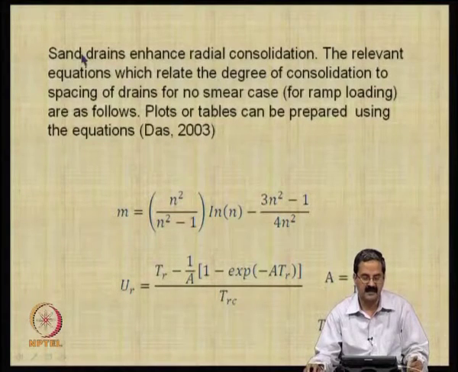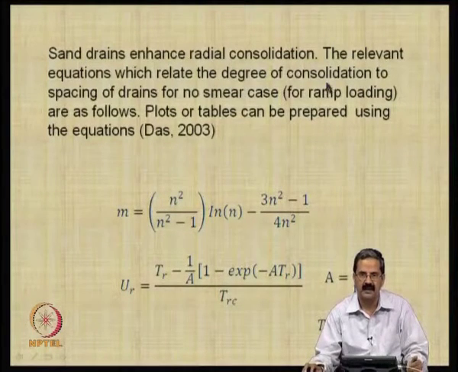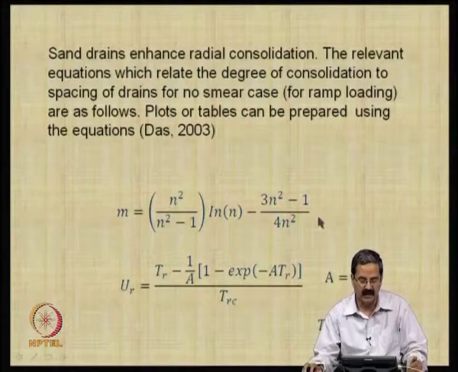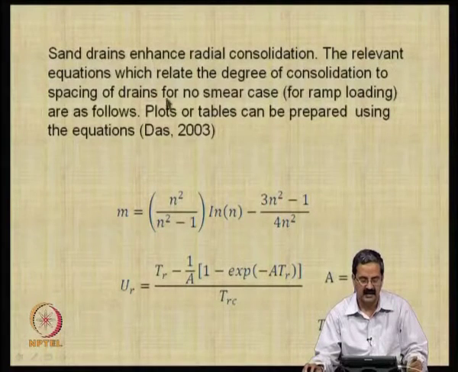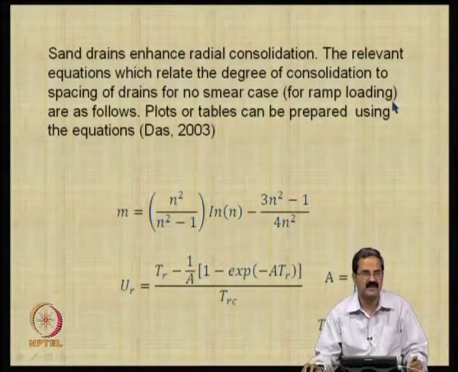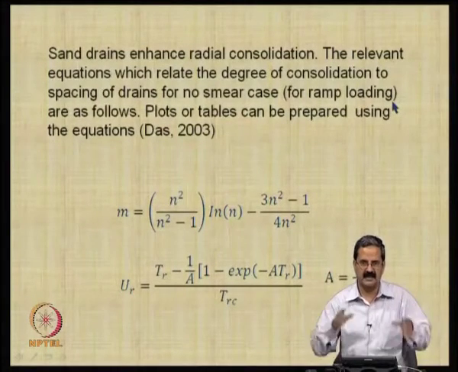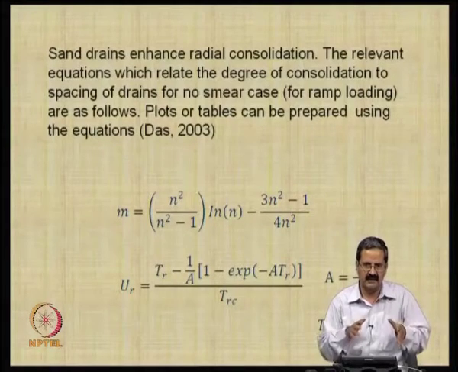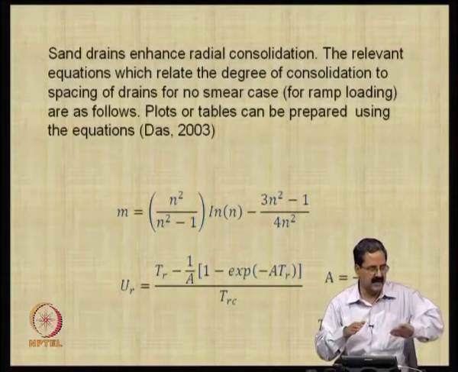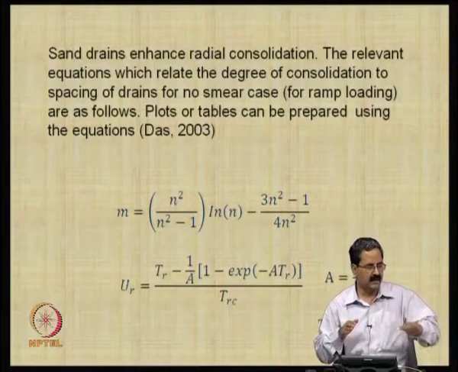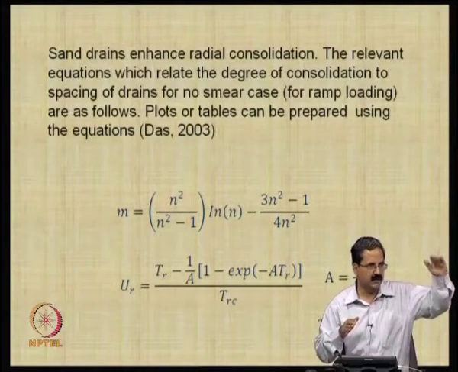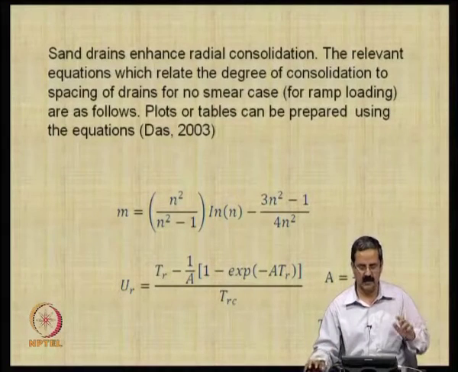As I just mentioned, sand drains enhance radial consolidation. So, we have some equations, and the relevant equations which relate the degree of consolidation to spacing of drains for the no smear case are as follows. Actually, there are two types of loading: one is called ramp loading, the other is instantaneous loading. In the sense, loading can be applied suddenly, but with ramp loading, you construct slowly, one by one, like a ramp, maybe 10 kPa, 15 kPa, 20 kPa, 40 kPa, 50 kPa, 60 kPa. So, that is the load that you can have.